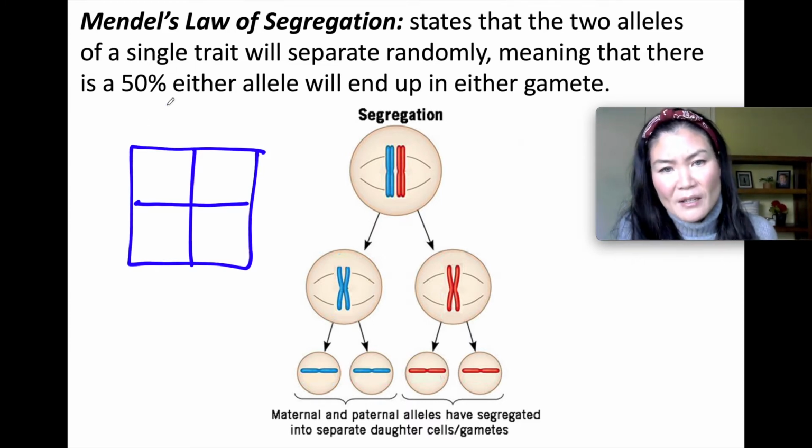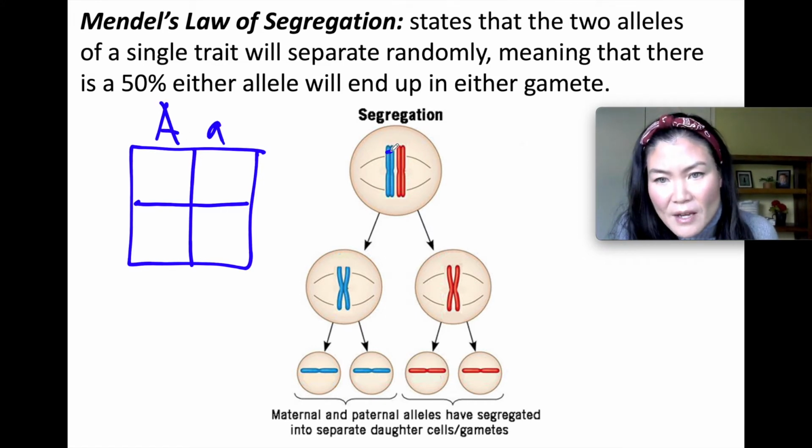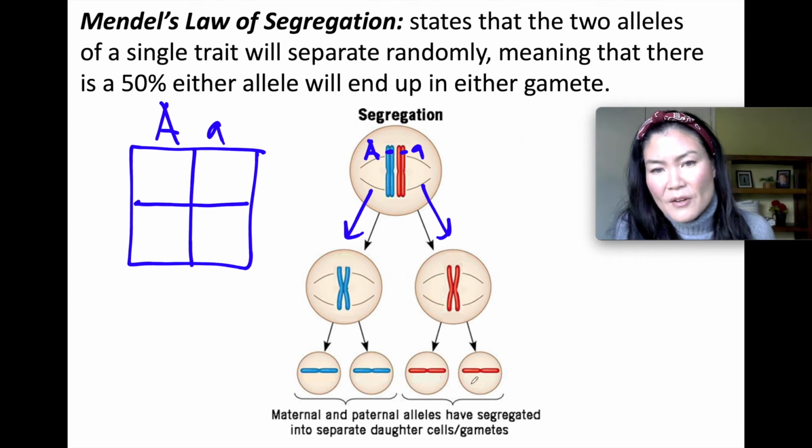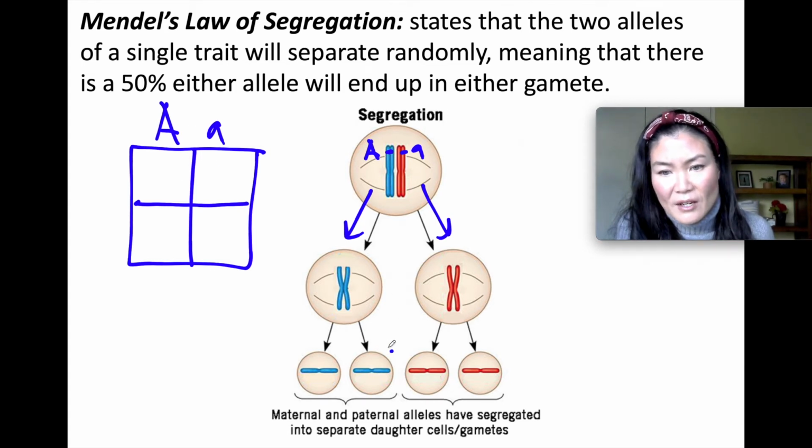So like I was saying, big A, little a. Let's just say that on this chromosome is the big A, on this chromosome it's the little a. There's a 50-50 chance that the big A is going to go into one gamete. The little a is going to go into the other gamete. So it's going to be a 50-50 chance. Okay? And you can see that here. These guys have the big A. These guys have the little a.